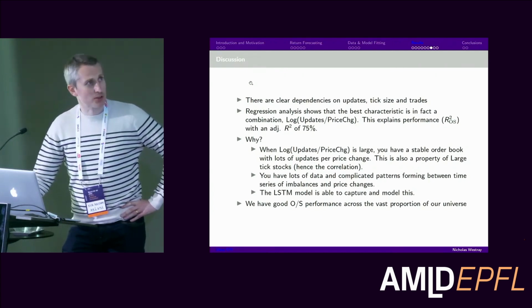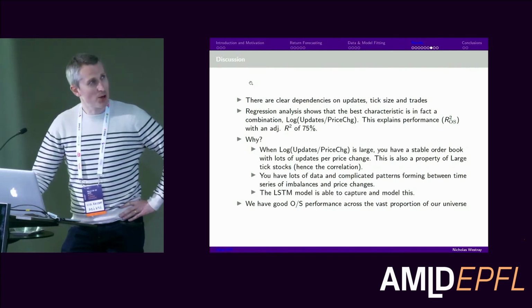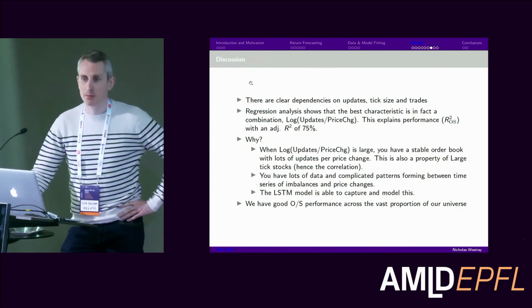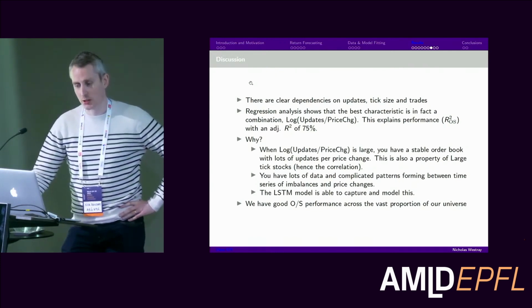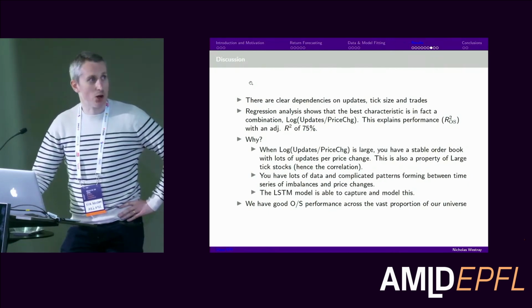And so you may ask yourself, why is this the case? Well, when you have log updates over price changes being large, you have a very stable order book. So you've got lots of updates per price change, a property of large tick stocks, and you find that you can have data and complicated patterns forming between time series of imbalances and price changes, and the LSTM model is able to capture and model this.